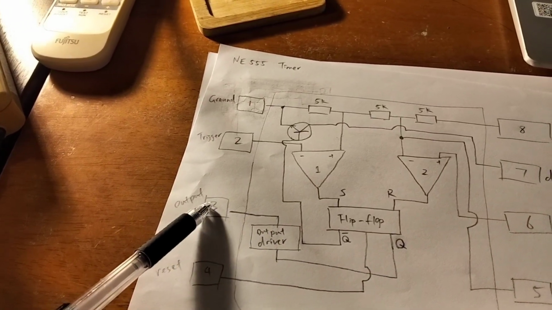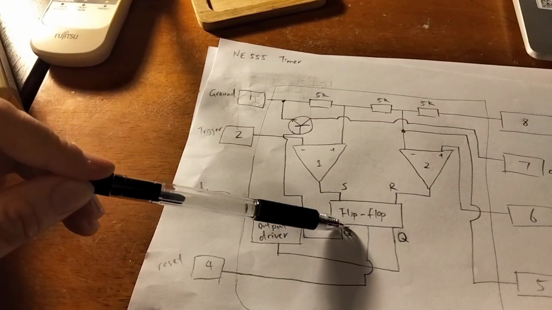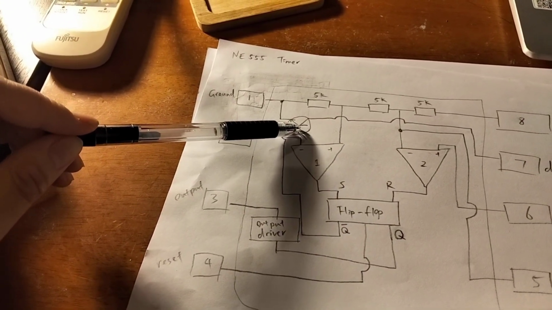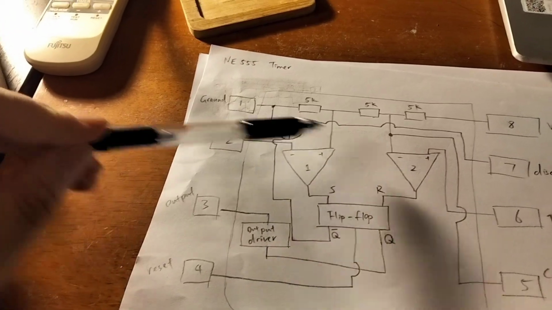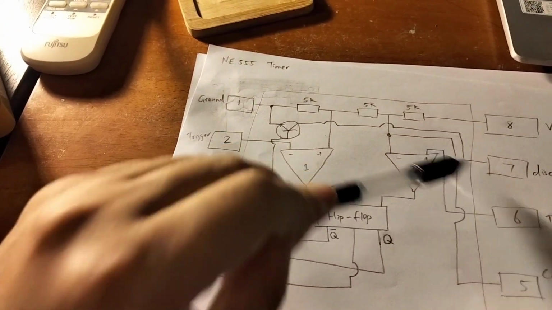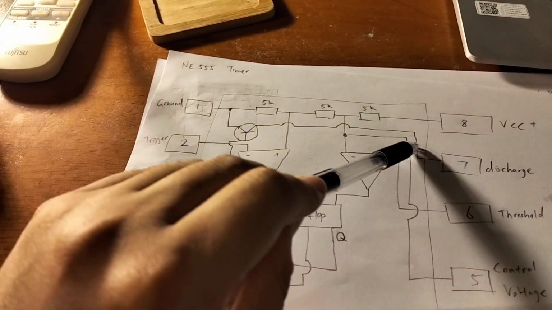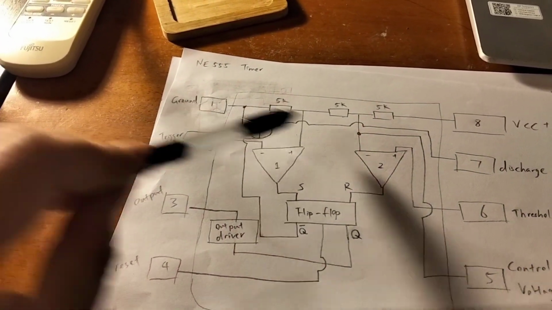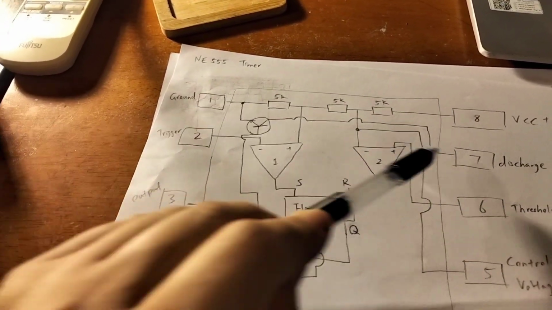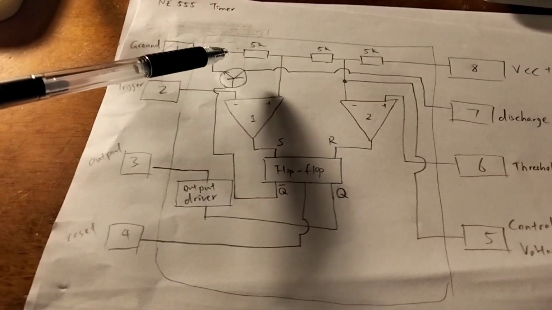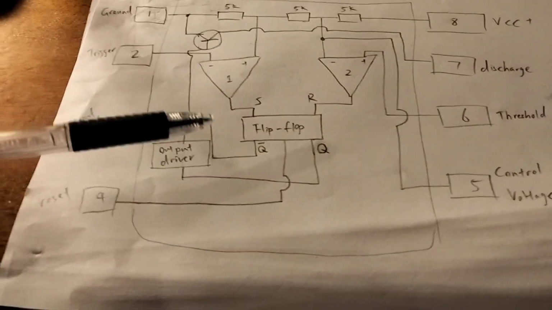which goes to pin 3, and then this invert Q output goes to a transistor, which allows pin 7 to drain through the transistor back to ground. And you'll see where this is actually used later on in the video.